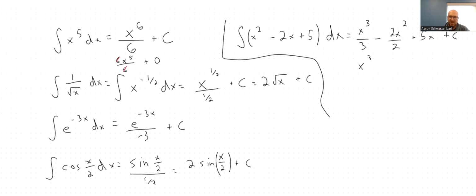The 2x over 2 should be simplified, or you'll often see it written like this, with a 1/3 instead of an x cubed over 3. Either of the last two answers are fine. The unsimplified one is not. And that's basic integration. We also did integration by substitution or U substitution.